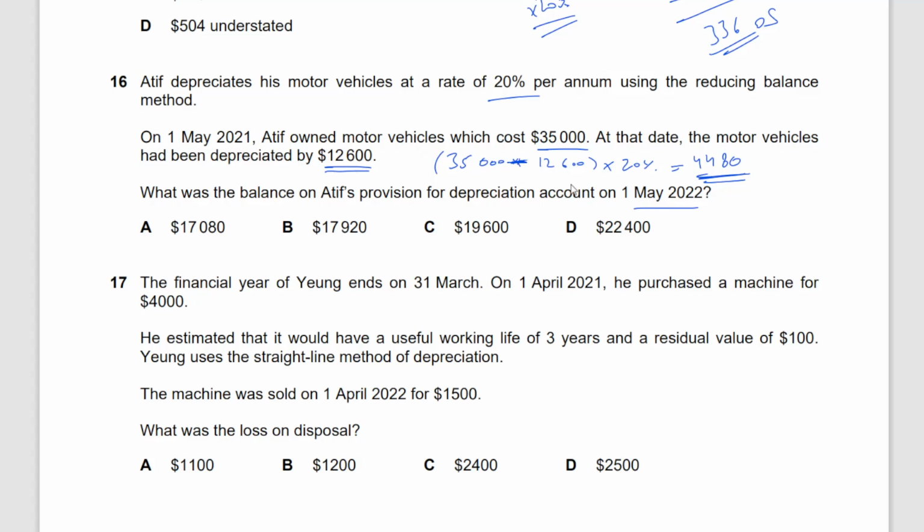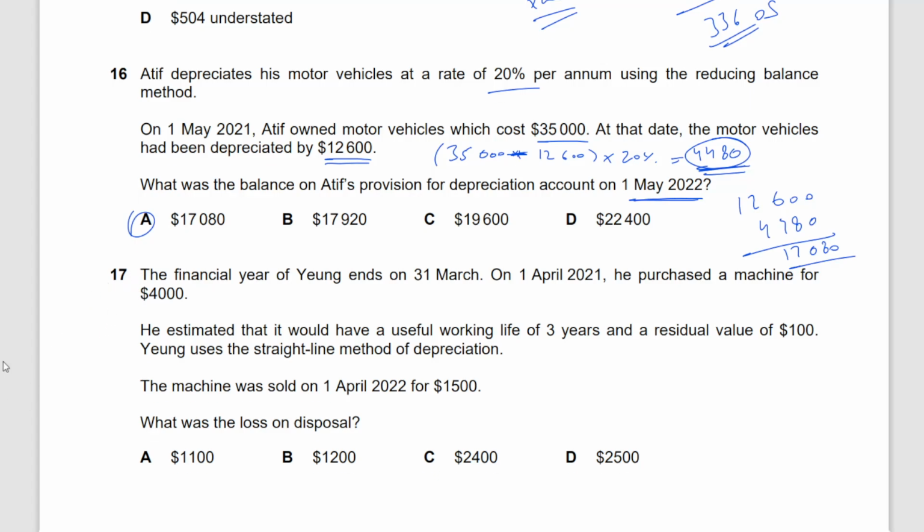4480. That's depreciation for the year ended 30th April 2022, right? And now on 1st May, the first day of the next year, the balance is going to be 4480, the new depreciation, plus 12,600, the old depreciation. The total depreciation so far is 12,600 plus 4480, 17,080.